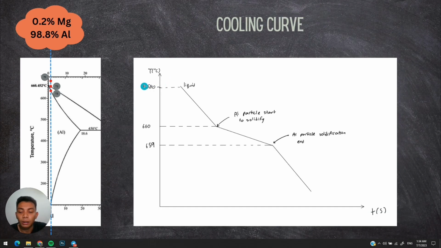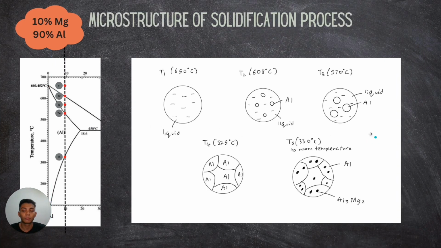Firstly, at T1, 680 degrees Celsius, it is all in liquid phase. Then when it cools down to 660 degrees Celsius, aluminium particles start to solidify. And lastly, at T3, when it cools down to 659 degrees Celsius, the aluminium particles will end the solidification process.